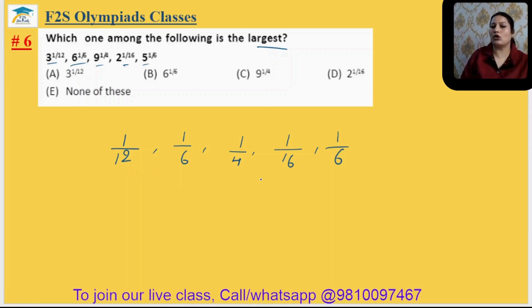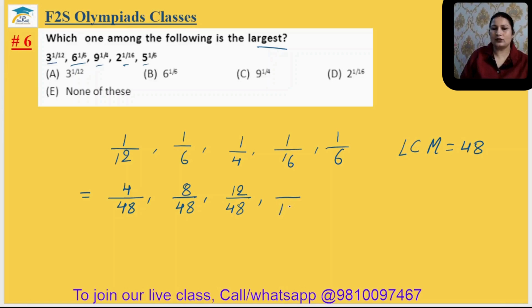We have to find the LCM of these denominators. If you find the LCM of these denominators, you will find LCM as 48. So make all the fractions with the denominator 48. 12 fours are 48, 6 8s are 48, 12 times 12, 16 times 3 are 48, 6 8s are 48.